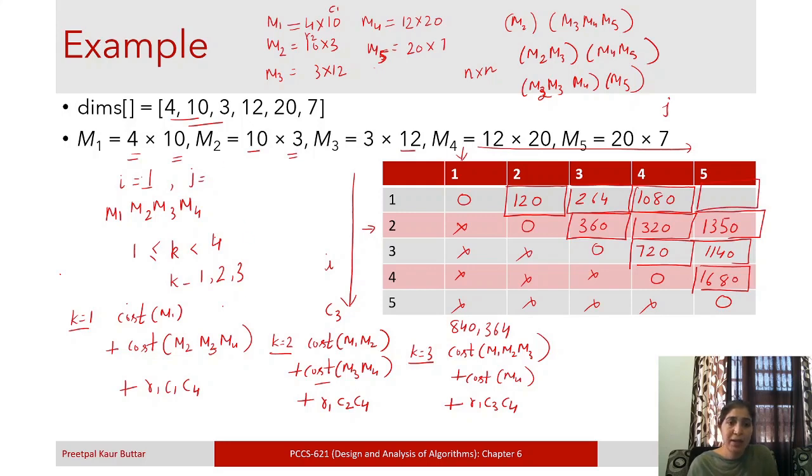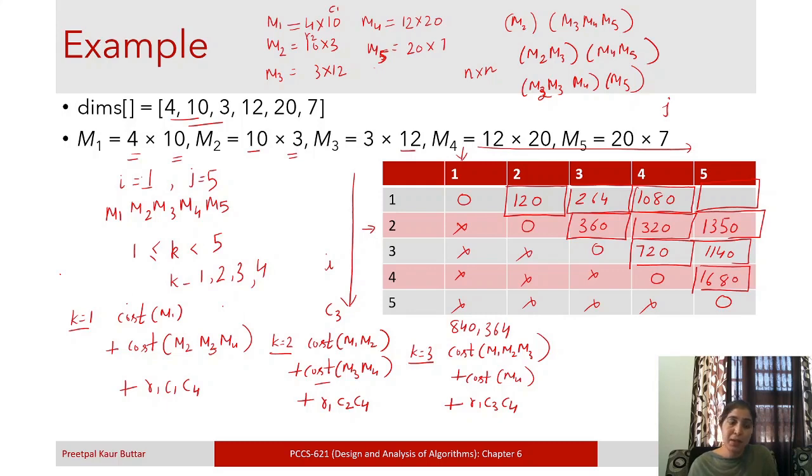Here your I is 1 and J is 5. So you have all the 5 matrices. We are considering all the 5 matrices here. And so K can vary from 1 to 4. So you have 4 options for parenthesizing.